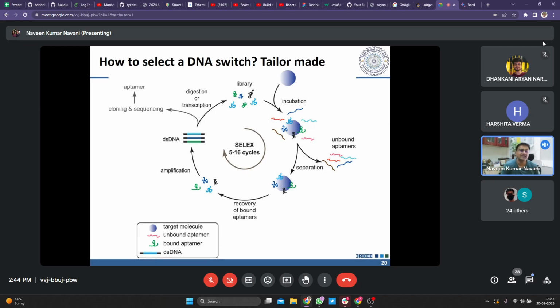So a synthetic DNA switch you can make, but remember this is not double stranded DNA. This is a single stranded DNA only. Now at the top, some students have to help me because I cannot show you using this cursor. So you guys have to help me. So what is written on the top? Akshat Verma? Akshat, are you there?